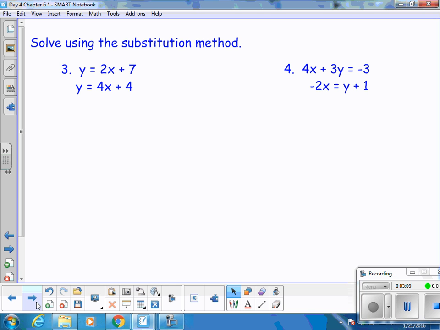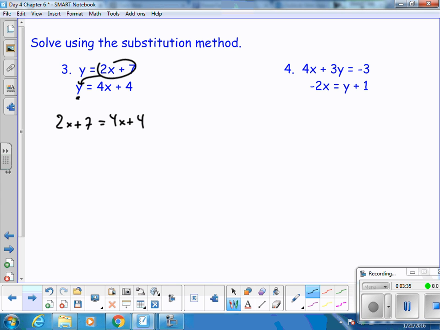We're going to use the substitution method on these guys. So I'm going to take a look at solving for y. So I know what y is here, so I'm going to go ahead and plug it in this first one here. So 2x plus 7, I'm substituting in for y, equals 4x plus 4.